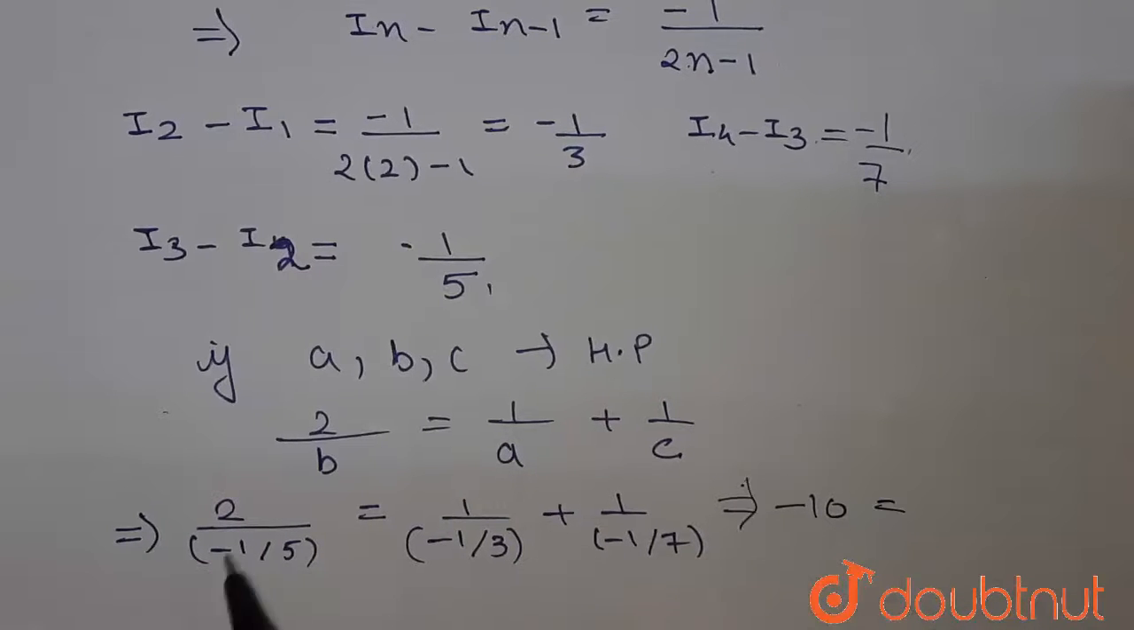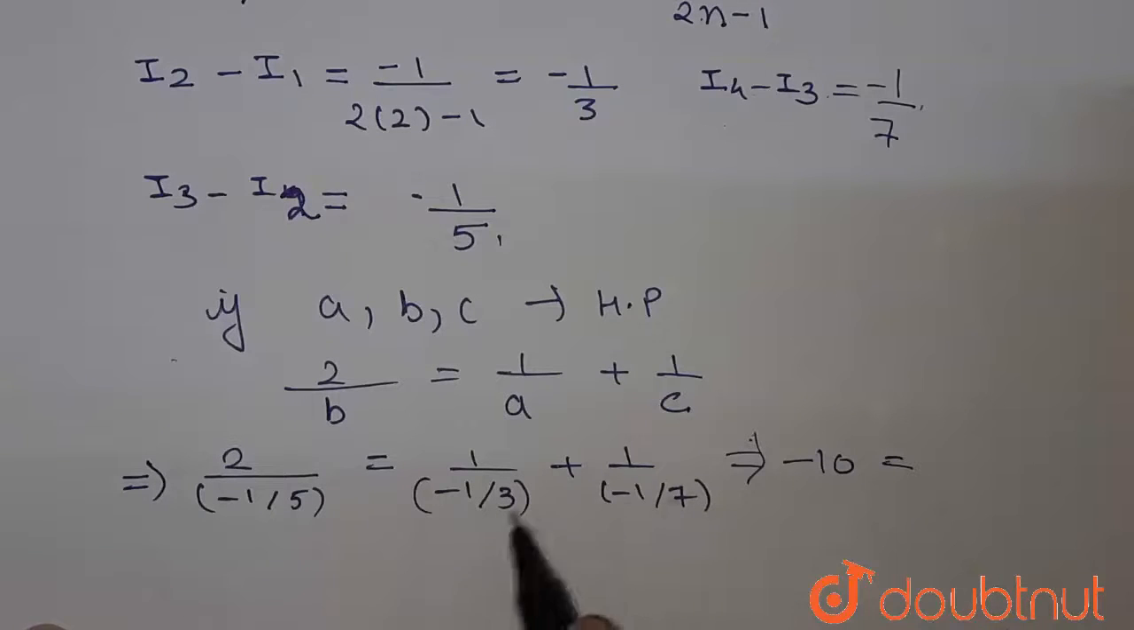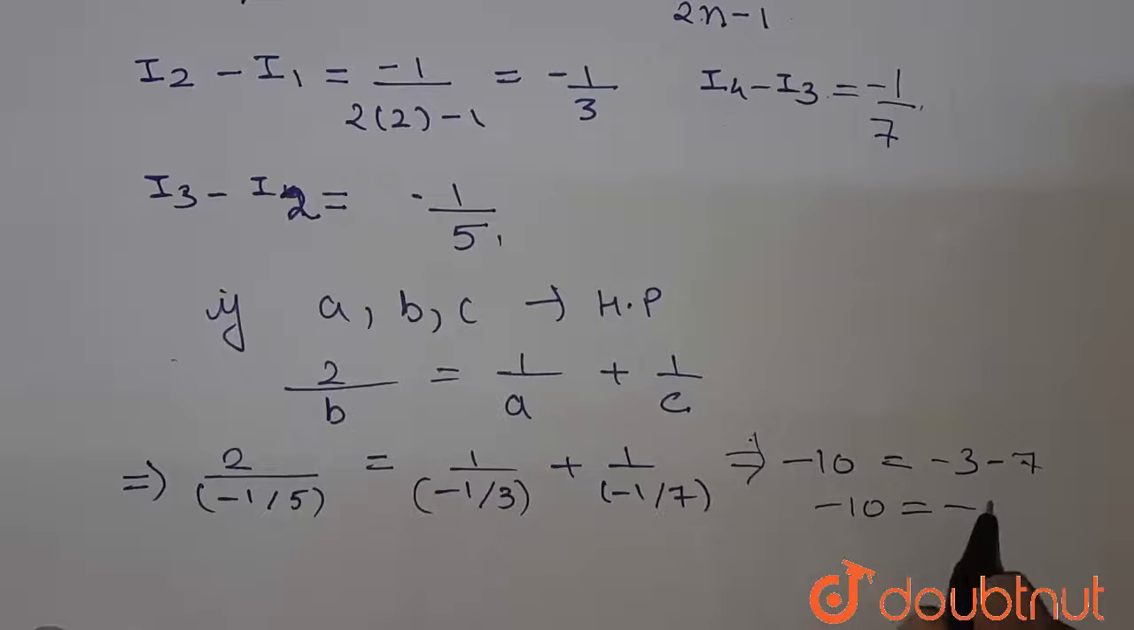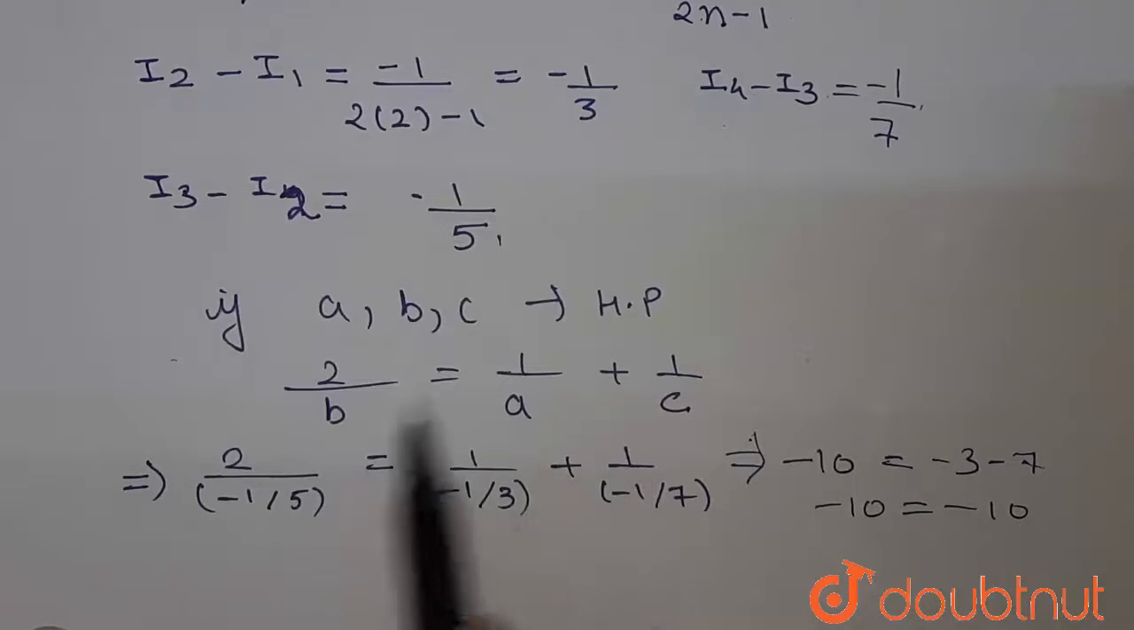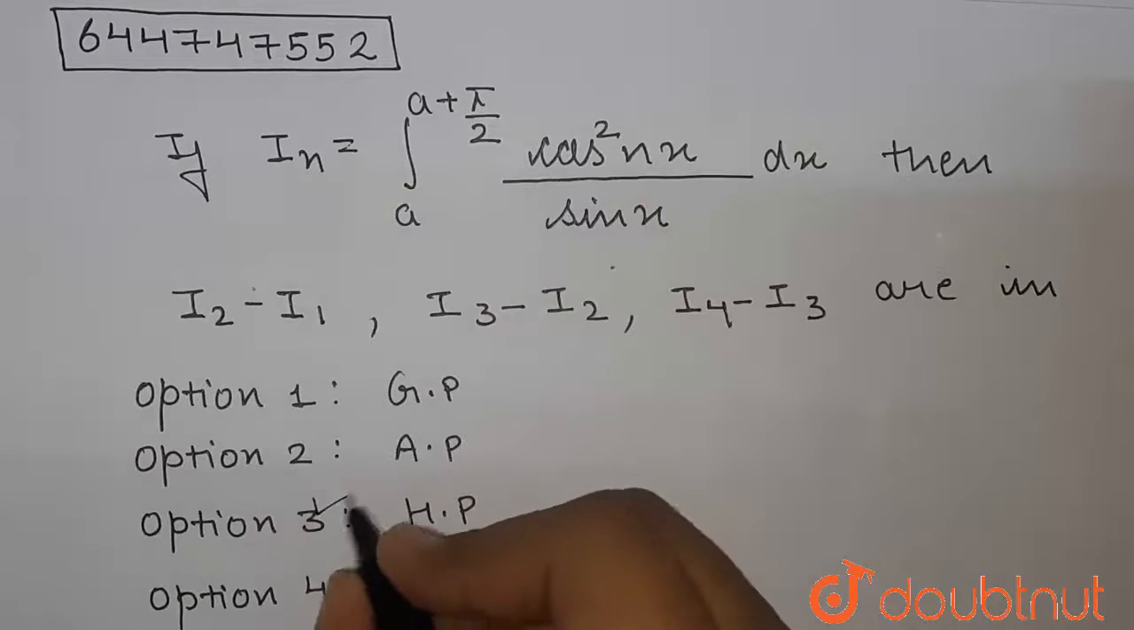This will be equal to, see this side, we are having minus 10, and on simplifying, this will go in the numerator. So here we are having minus 3 minus 7. So minus 10 is coming, equal to minus 10. So this condition is being satisfied. So we can say that all these are in HP. So let us check the options. So option number 3 is the correct answer.